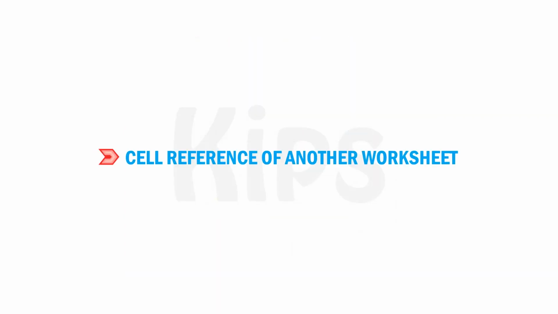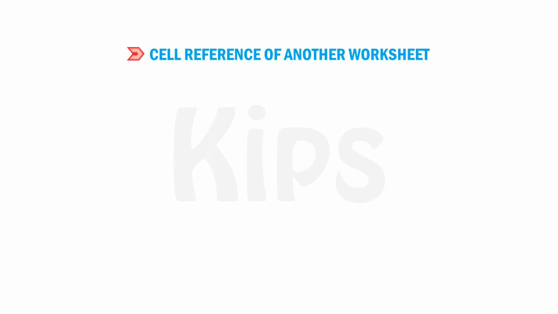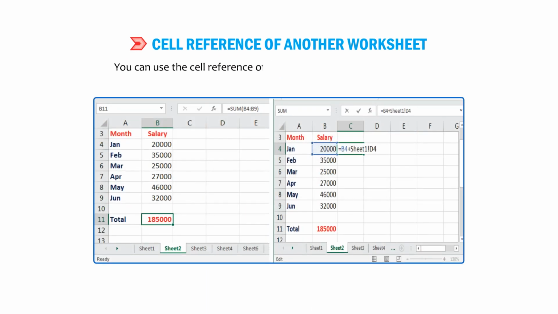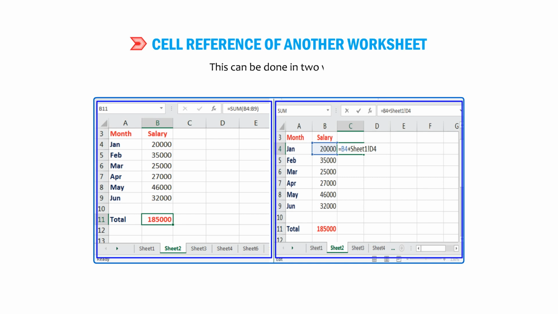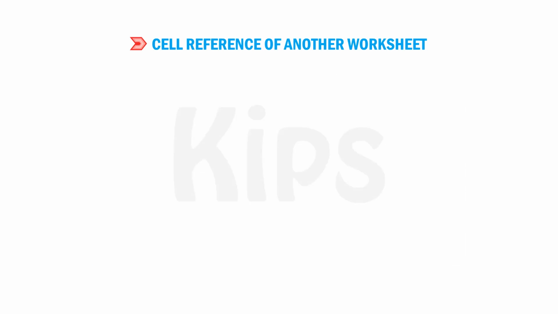Now we shall talk about the cell reference of another worksheet. You can use the cell reference of one worksheet in another worksheet. This can be done in two ways. Students, let us understand how to use the copy-paste option.